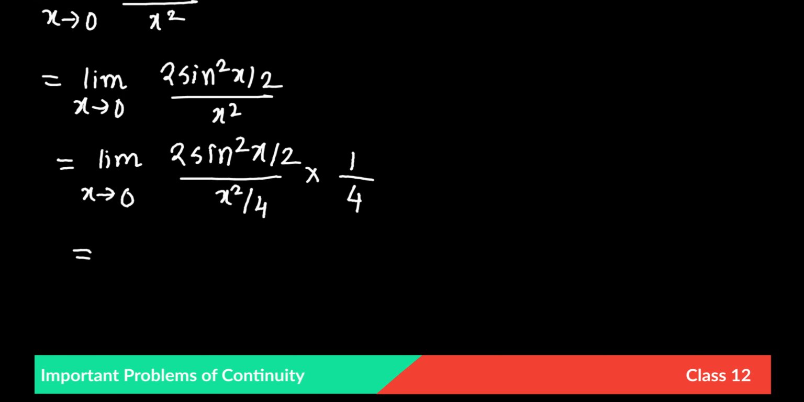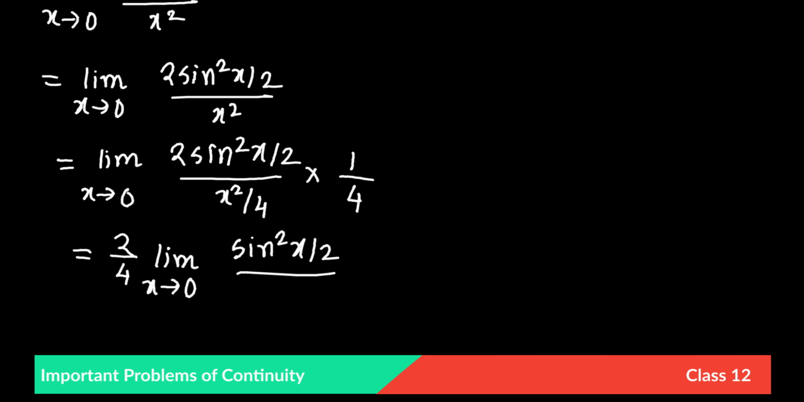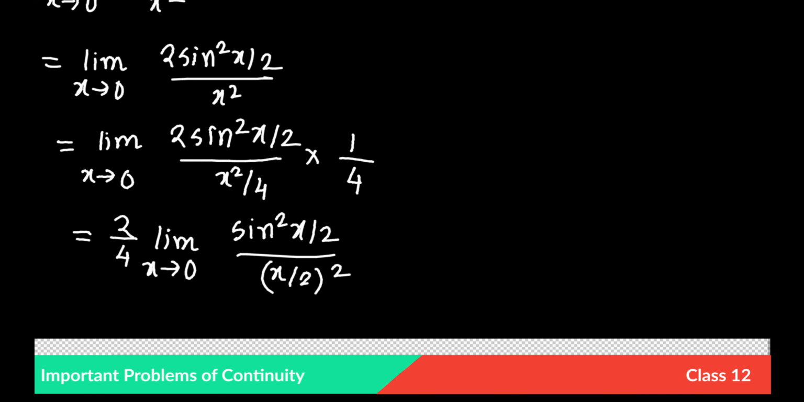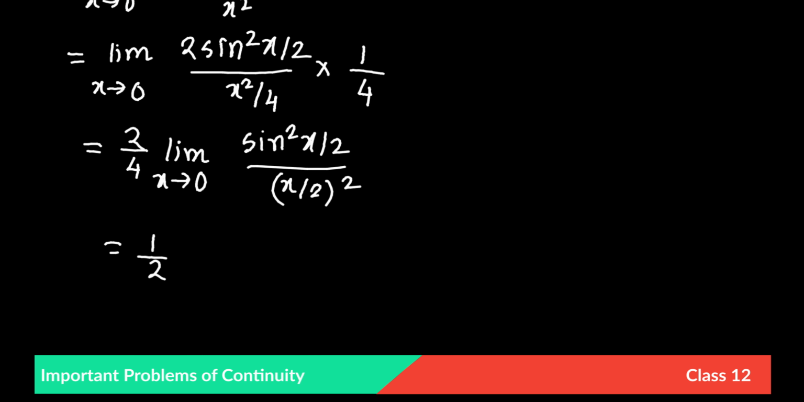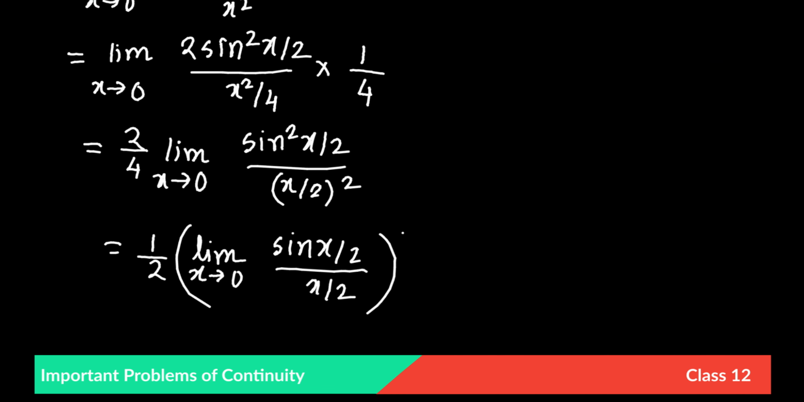Now 2 and 4 is constant, so 2 by 4 will get outside. Now limit x tends to 0, it is sine square x by 2 by x square, sorry, by x by 2 whole square. We will write like this. Okay, so it is half into limit x tends to 0, sine x by 2 by x by 2 whole square.